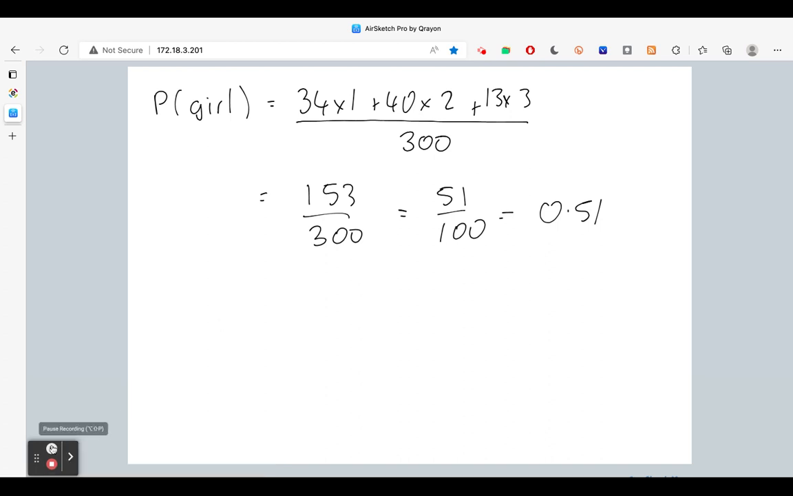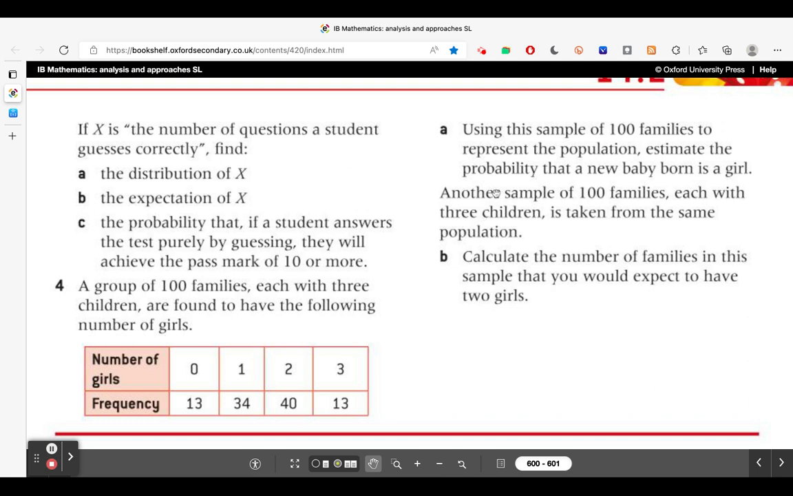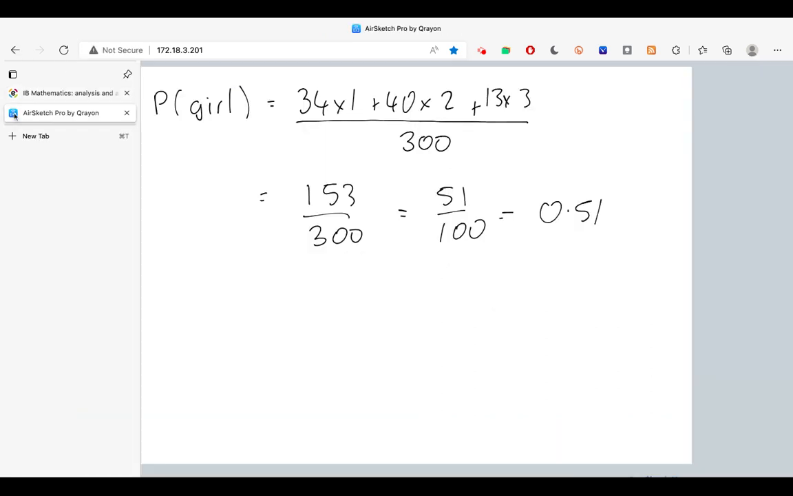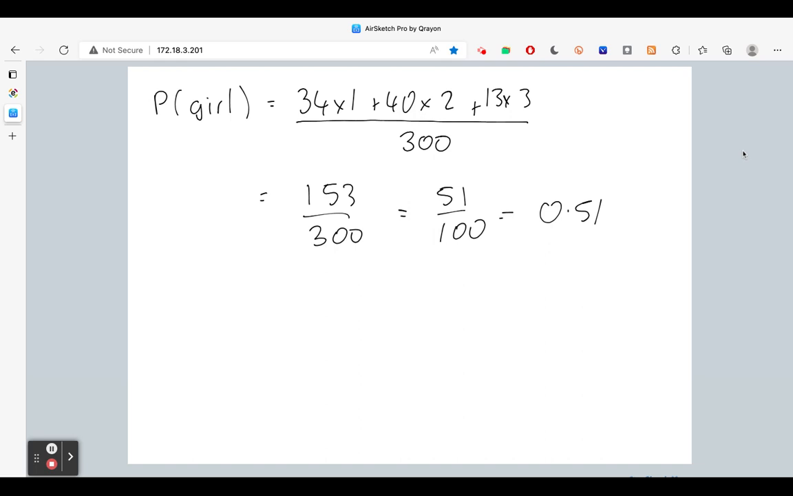Okay, next bit. Calculate the number of families in this sample that you would expect to have two girls. So I'm going to treat this more like a binomial distribution at this point. The first thing I'm going to do is say, what's the probability that a family of 3 would have 2 girls to start with? Well, to have 2 girls, you would have to have the first one being a girl, the second one being a girl, and the third one not being a girl. So hence we've got 0.51, 0.51, 0.49.